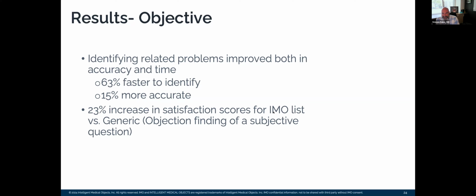But again, this was a quick test. This was quick exposure. I think if people lived with that list for a month or so, that number would be higher. Again, the joke is this is an objective finding from a subjective set of questions. But I've talked to my data scientists here at IMO, and they have assured me that that's an okay thing to say as long as you've explained how you got to that number. So this was a series of questions that we asked, and we rated their responses from 0 to 4, and we created a scoring for each of the problem lists. And as we said, satisfaction was increased 23% for the IMO list over the generic one.